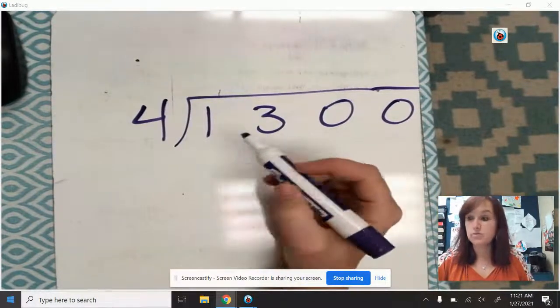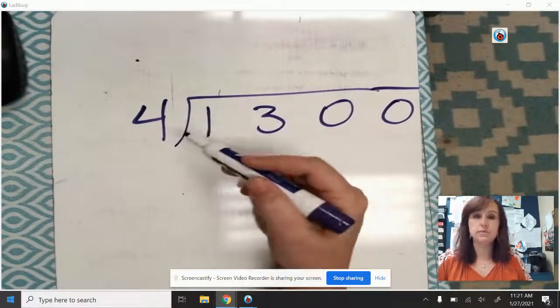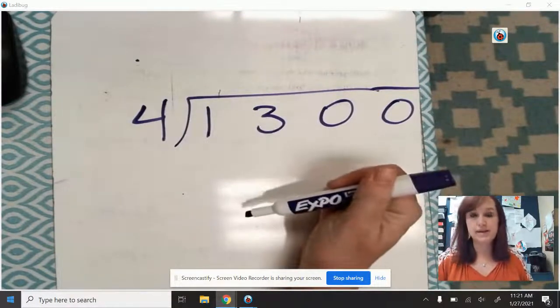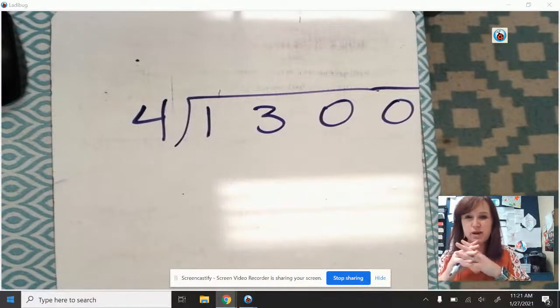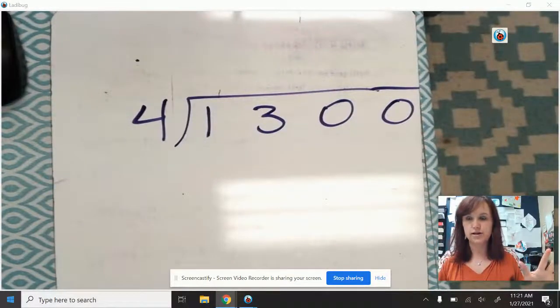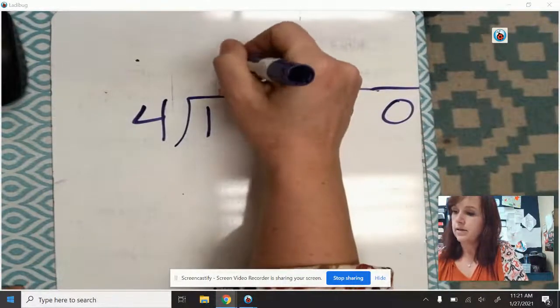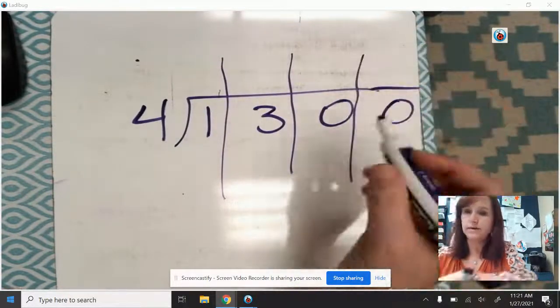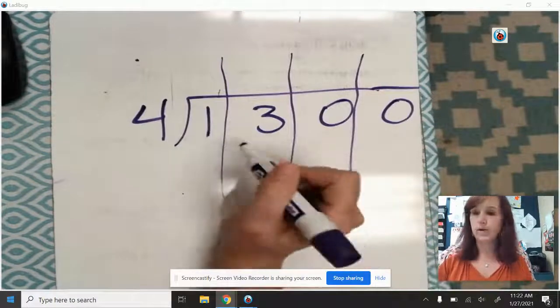Okay, you see how I space these out? That's really important because when we shift things over to the next place value, when we cash them in, if you don't leave a lot of space, your numbers are going to get really jumbled up and it's going to be hard to keep everything straight. So let's go ahead. We're going to have a thousands place, a hundreds place, a tens place, and a ones place. We're going to dive in.